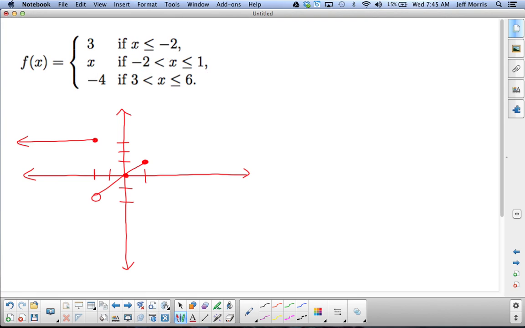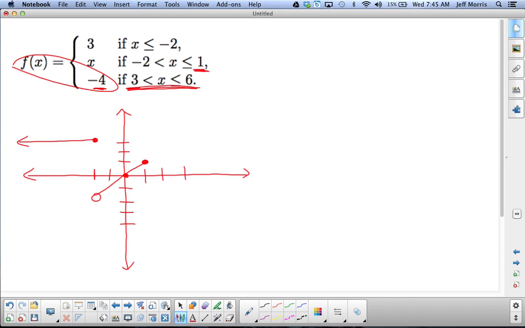The third piece is -4, another horizontal line, and it's from 3 to 6. But here's what's weird on this piece. We left off at 1. Now we're jumping all the way over to 3. So there's a gap from 1 to 3. There's just nothing. So at 3, I'm going to graph the horizontal line at -4.